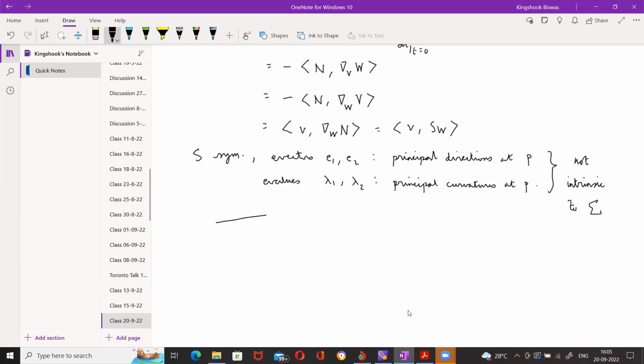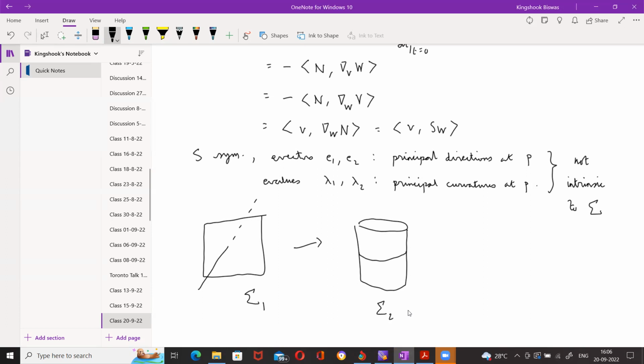For example, if I take a plane, then the normal vector is constant, so the shape operator is 0. Everything is 0, the principal curvatures are 0. But this plane, I can isometrically embed into R3 in a different way, as part of a cylinder. If this is sigma 1 and this is sigma 2, then I have a map from sigma 1 to sigma 2, an isometry.